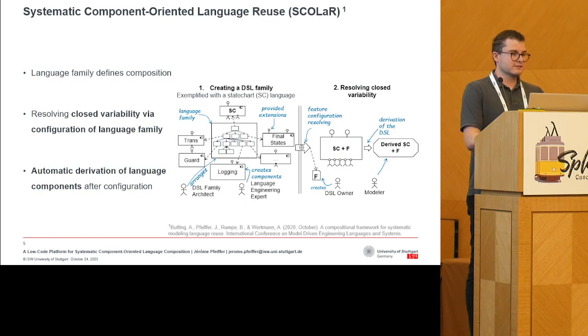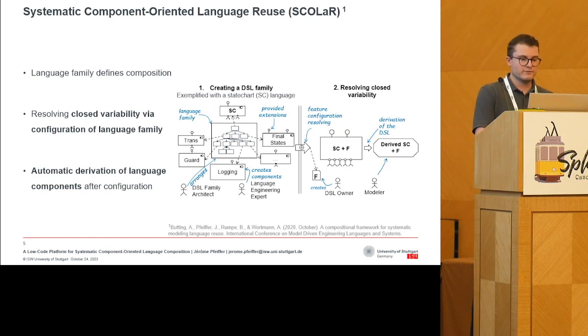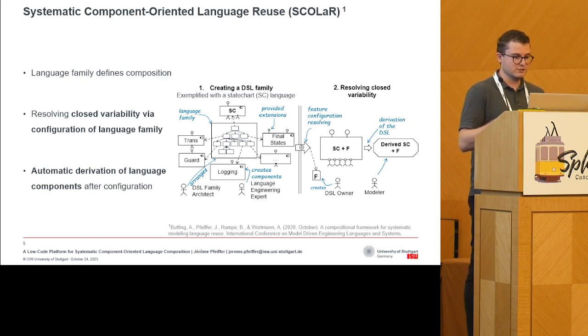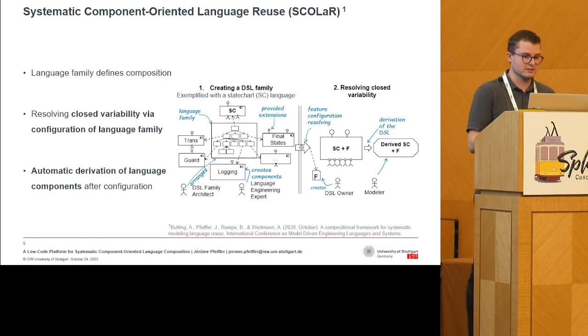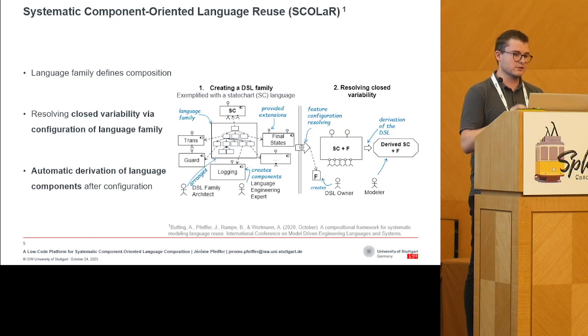On top of this language component definition, we also developed a method to systematically compose these components. We have this notion of DSL families that are a product line of languages where each feature in this product line is realized by a language component, and the features also define how the components are combined. And then a DSL owner can select features from this language family and derive a language variant.